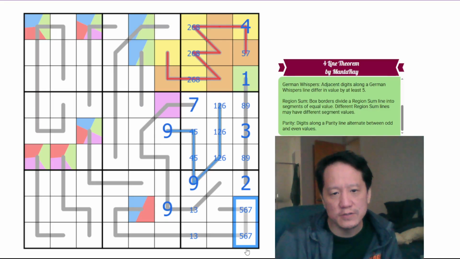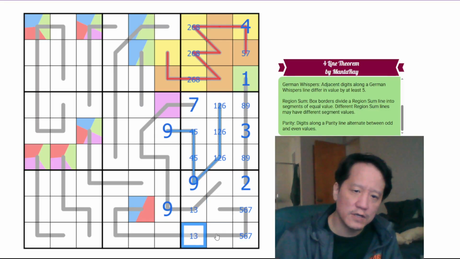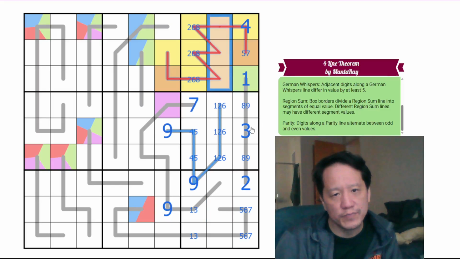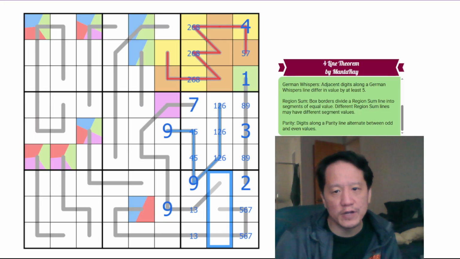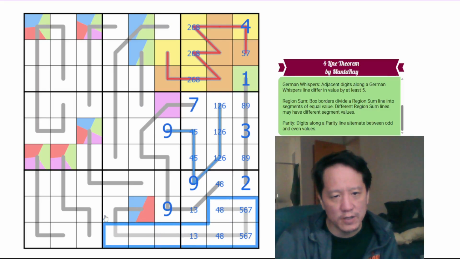We have a 6 guaranteed here. If this was parity, this would be odd, even, odd, even, odd. Well, these three would be all odd. So we'd have 4 and 8 left here. So odd, even. I guess that would be 4, 8 there. So parity seems to work okay here.